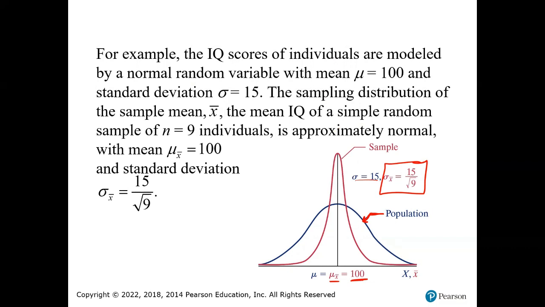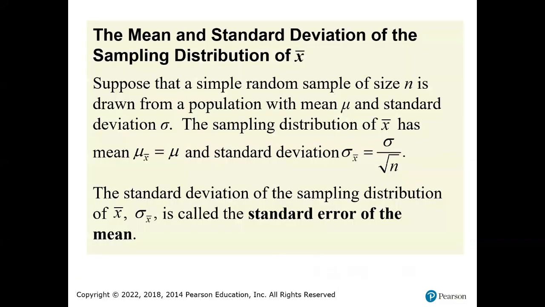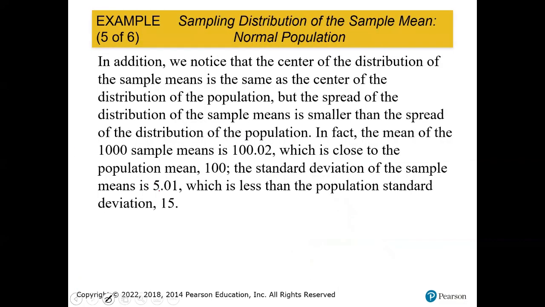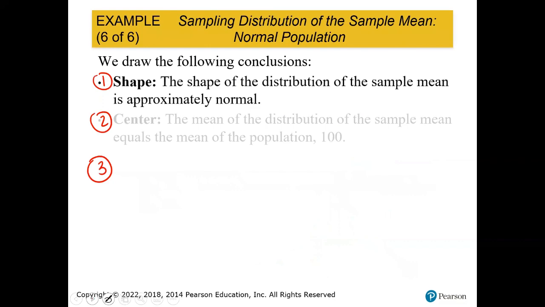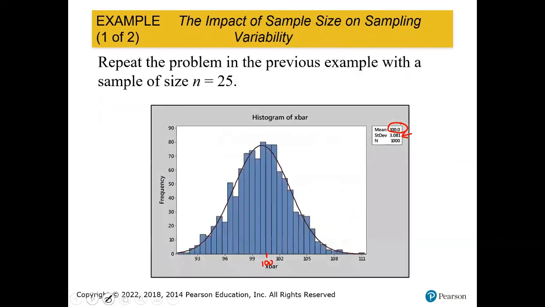And if you don't believe me, we can do that really quick here. I can take 15 divided by the square root of 9, and I get 5. If I were to go back here, 5.01 is what was calculated in the graph. So we had a really good estimate there of 5 with the formula.